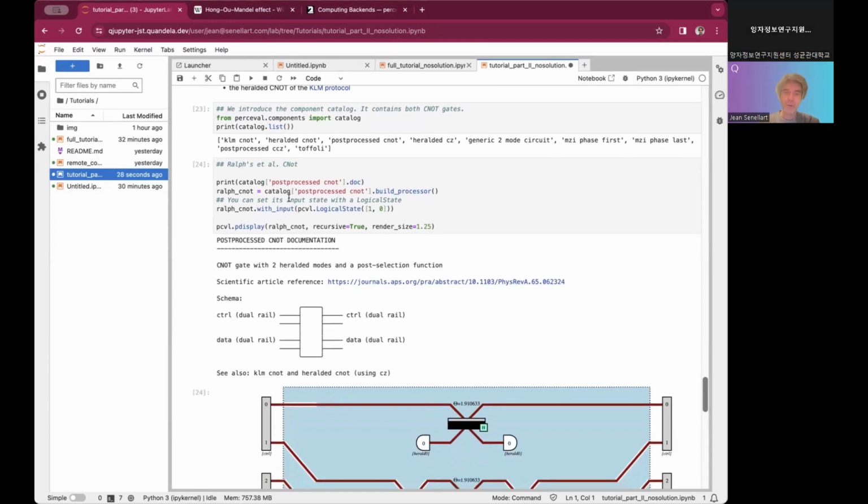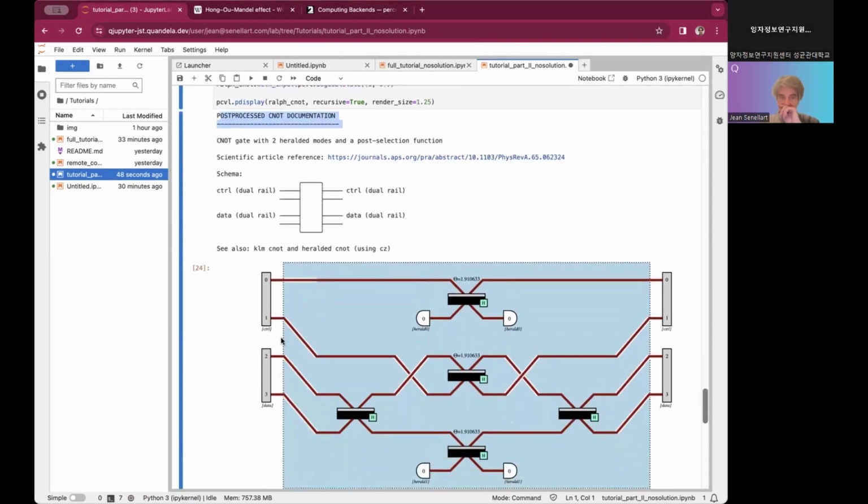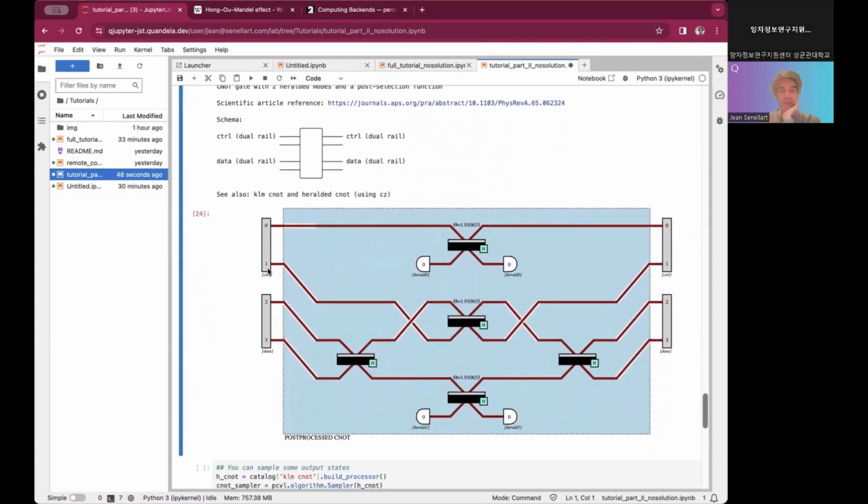When you take a component from the catalog, you have some documentation about the component. So, CNOT with two heralded modes and one post-selection function. It is described in this article, and the schema is this one, textually. It is a 6-mode circuit, but there are two modes that are used for heralding, which I mentioned in my presentation on Tuesday. These modes are physical modes, but we are just sending 0 photon in this mode, and we are detecting 0 photon in this mode.